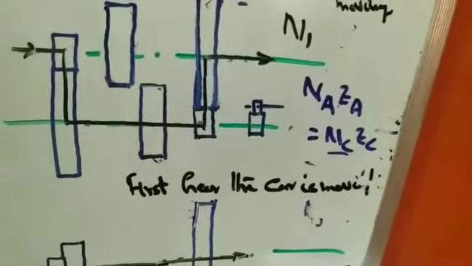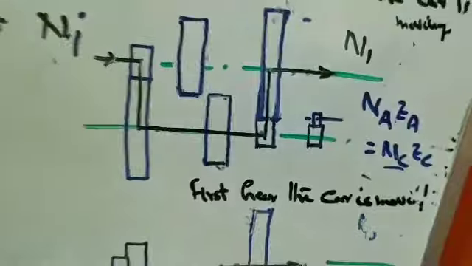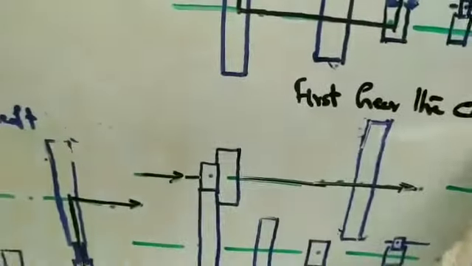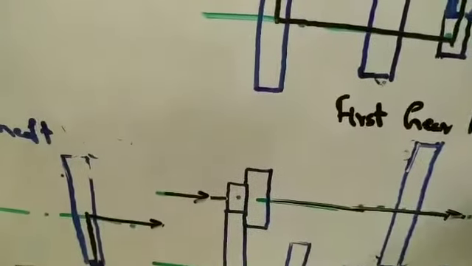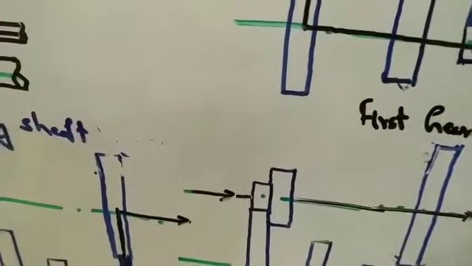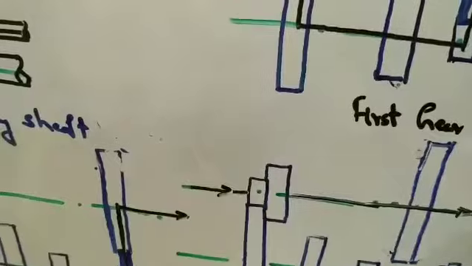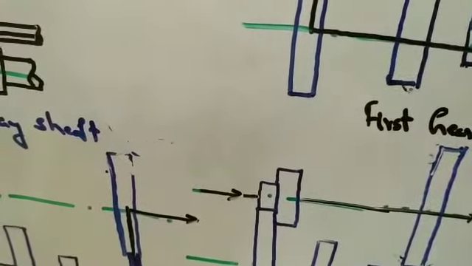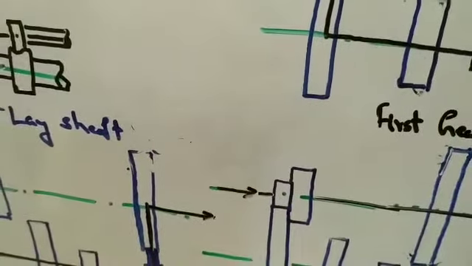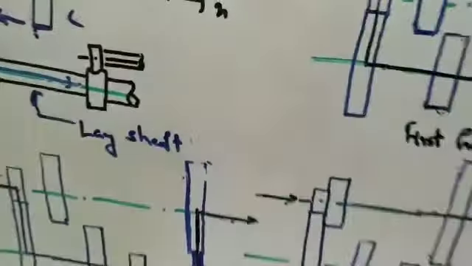So if I write it properly, if you want to get the value of Nc, just change the equation. We should get the value of Nc like this: Nc equals Na Za by Zc.